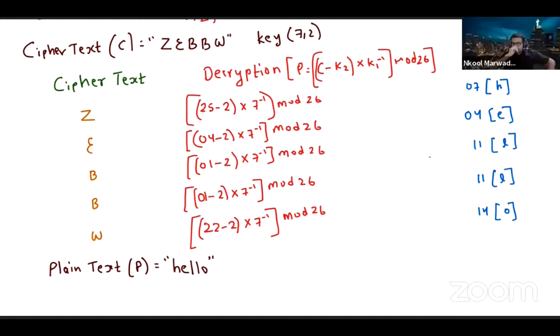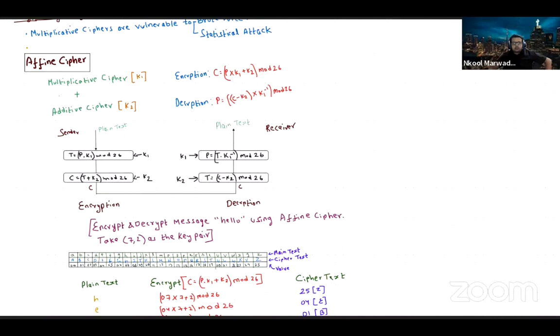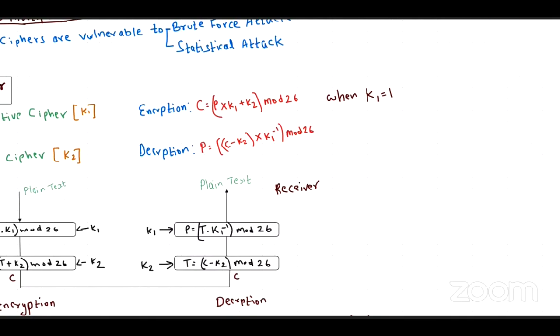Now in this affine cipher, one more thing we can discuss, in the concept itself. In affine cipher, we know that we use two keys. And if I make one key, like when K1 is equal to 1, then what will happen? When K1 is 1.